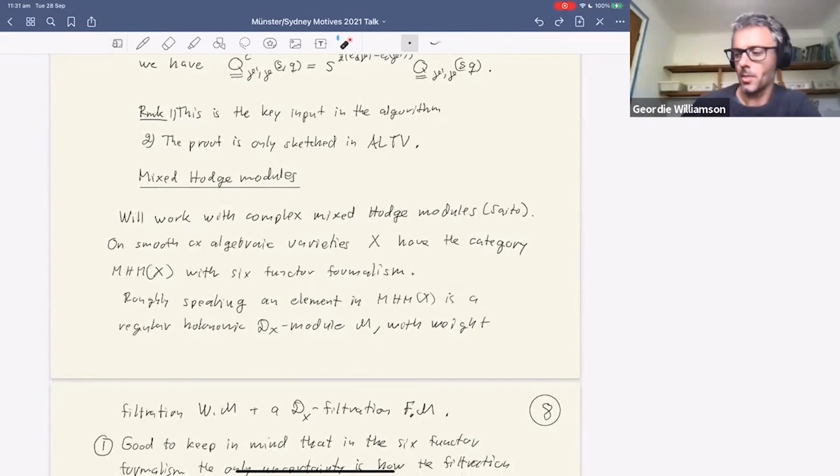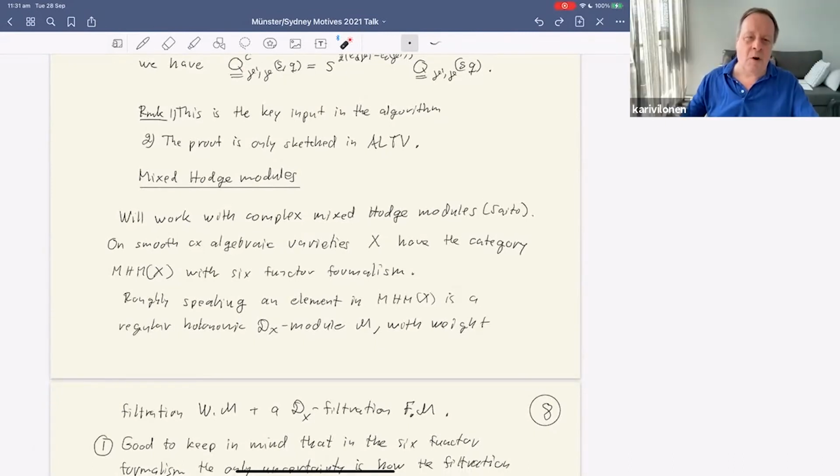So, mixed Hodge modules. I will now be working with complex mixed Hodge modules. This theory is due to Saito. On smooth algebraic varieties, we have a category, and it has a six functor formalism. It works just as you would expect such a thing to work.